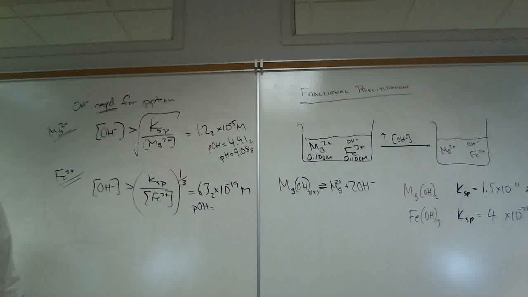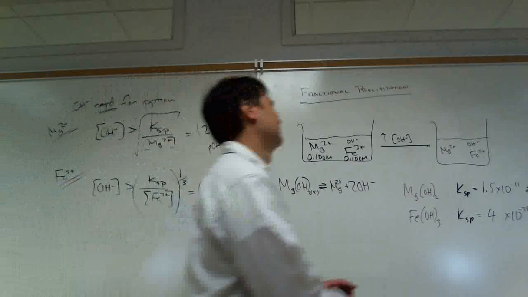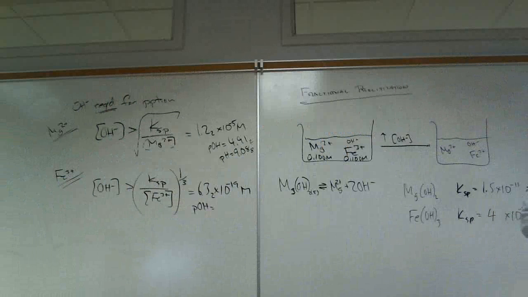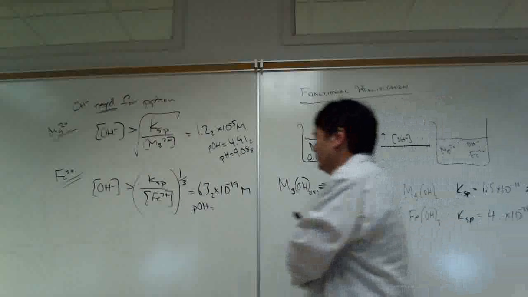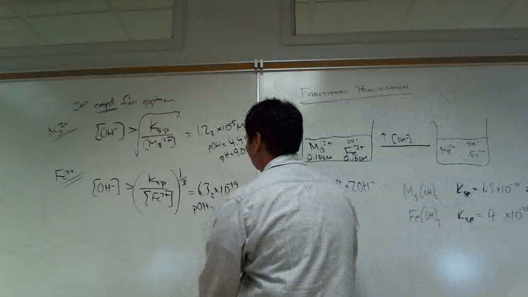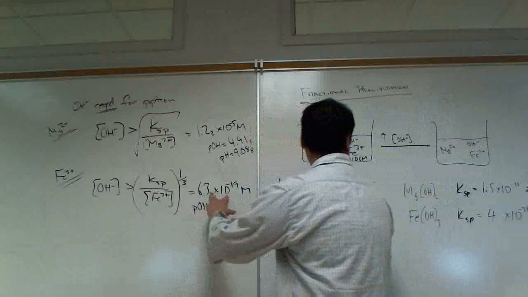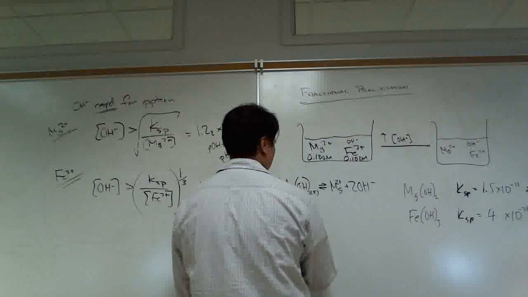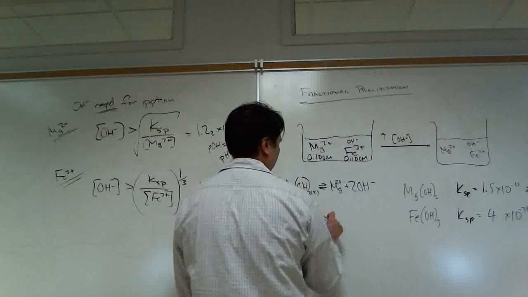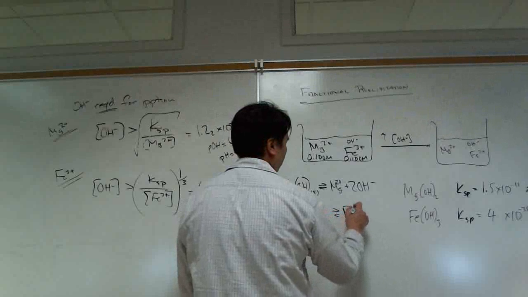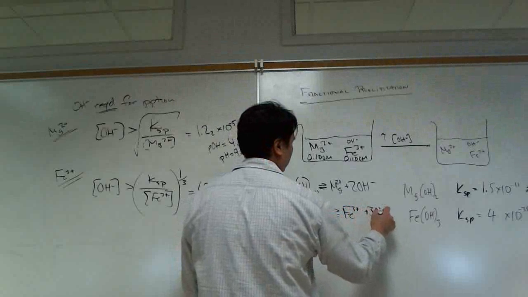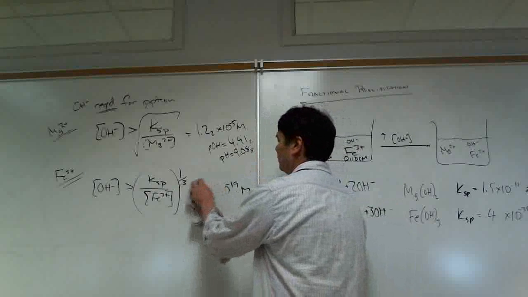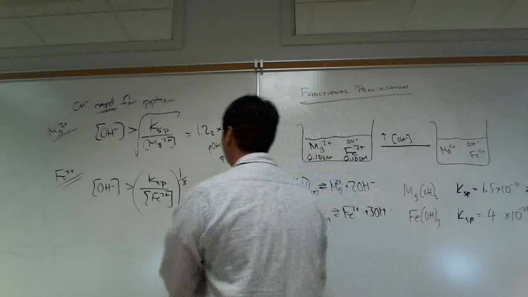Must be some error. 18 is a bit high. Can somebody double check this one more time? Concentration of hydroxide to precipitate iron, I got 7.36 times 10 to the negative 13.